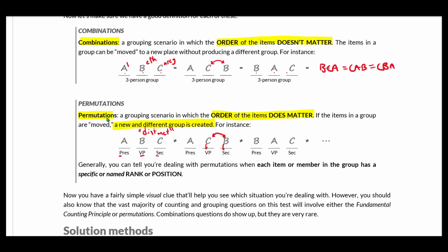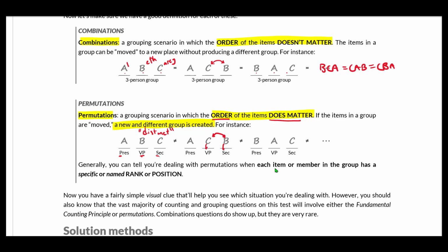So in a permutations question, when you do have particular ranks or positions for each person in the group, when you move those letters around, when you change the order, it will matter. You will form a new and distinct group. Now, some students still, after I explain all this, will have a little bit of difficulty figuring out whether they're looking at a permutations question or a combinations question, and that's okay.